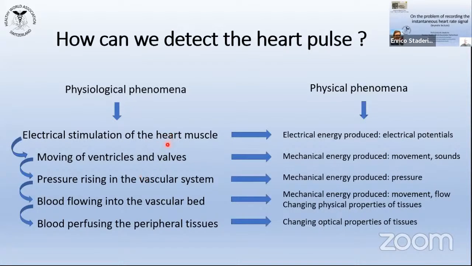But for each physiological phenomenon, we will have a physical phenomenon. For the electrical stimulation, electrical energy is produced, so we will have the electrocardiogram. For the moving of ventricles, mechanical energy is produced, so we will have heart sounds. For the pressure rising in the vascular system, mechanical energy is produced, so we have pressure in the vascular system. For the blood flowing into the vascular bed, we will have movement, flow, or changing of physical properties of tissues. And when the blood perfuses the peripheral tissues, we will have changes in the optical properties of tissues. Of course, all these physical phenomena can be detected by a sensor, and from these sensors, we will have some information regarding the heart rate.